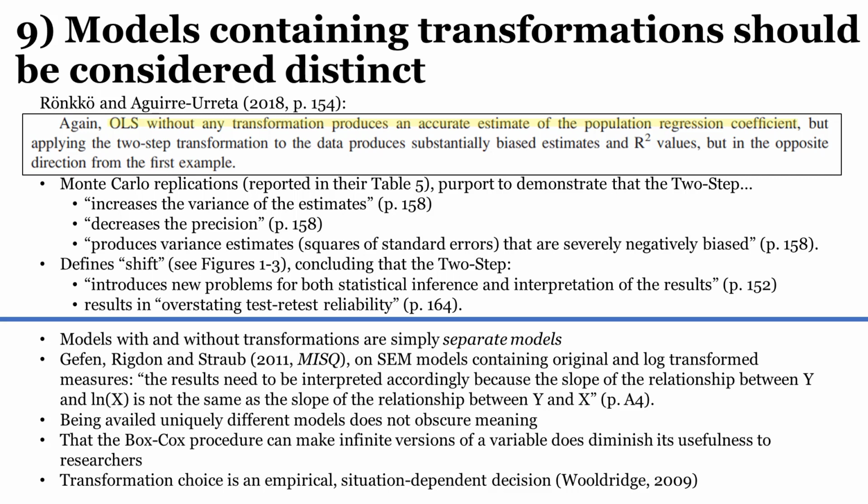Again, note that they don't compare the two-step to other procedures, and they ignore the fact that models with and without transformations are simply separate models, the existence of which is beneficial to researchers. Look at what Gefen, Rigdon, and Straub said about SEM models in a 2011 MISQ article. The results need to be interpreted accordingly because the slope of the relationship between y and the natural log of x is not the same as the slope of the relationship between y and x. In other words, the two models should be interpreted differently because they have different terms. This is common practice across statistics. Having available uniquely different models does not obscure meaning.